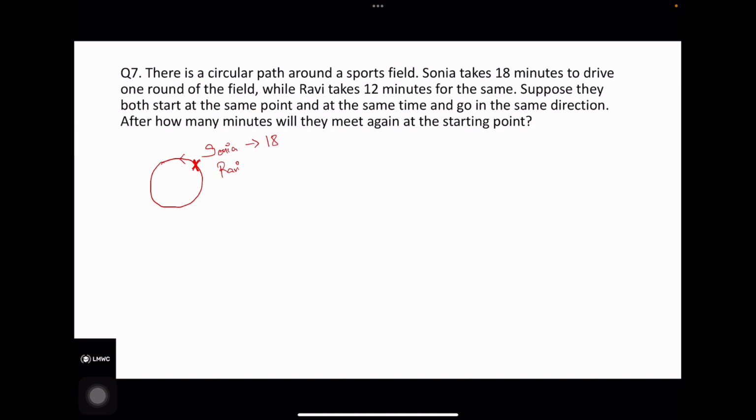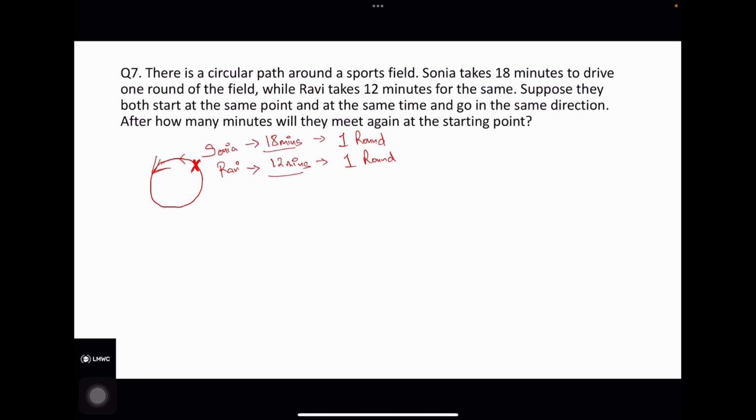So Sonia is taking 18 minutes for one round, while Ravi is taking 12 minutes for that same one round. All right. So our question is, after how many minutes will they meet again at the starting point? While they take the rounds, definitely Ravi is much faster than Sonia, so in one round Ravi is going to lead. So our question is, at what time will Ravi and Sonia be exactly at the same starting point?